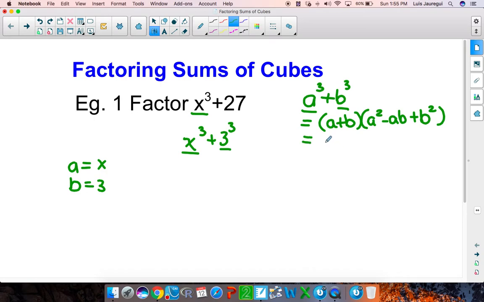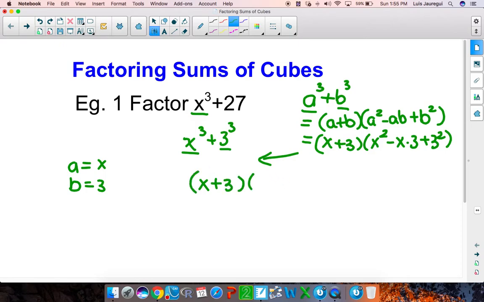So I have, this is just x plus 3 times x squared minus x times 3 plus 3 squared. Now our job will be just to simplify this particular expression. So now I'm going to go ahead and rewrite it here, and I'm going to say that this is just x plus 3 times x squared, and then I have negative x times 3, which is just negative 3x, plus 3 squared, which is just 9.